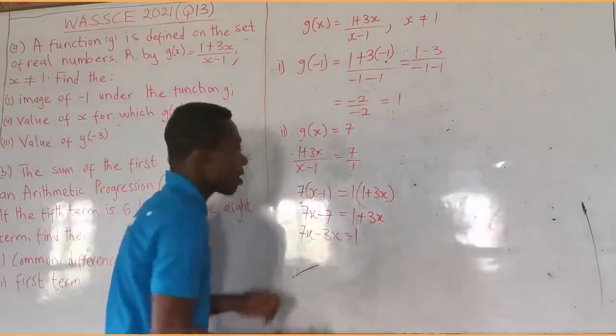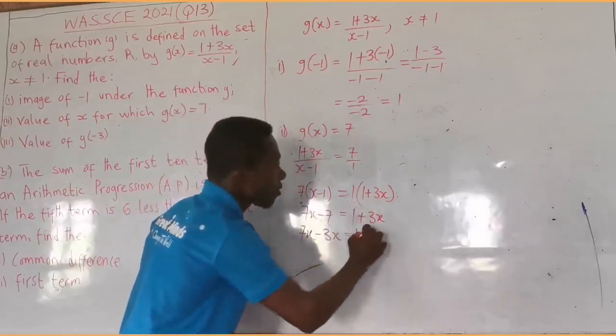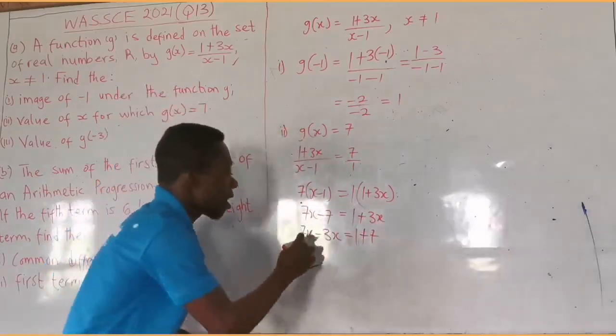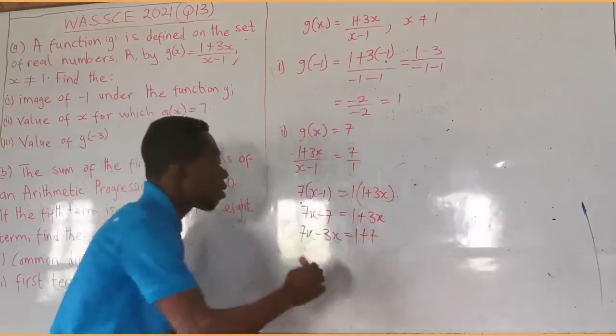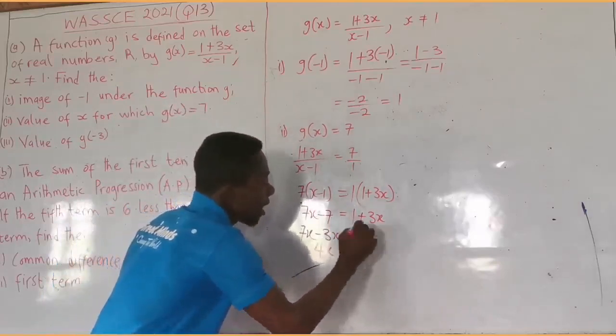Okay? 1. And here is negative 7. So when you join the 1 it becomes positive 7. I believe that is good. Right. So here 7 minus 3 is going to give me 4. So it becomes 4x, which is equal to 8.